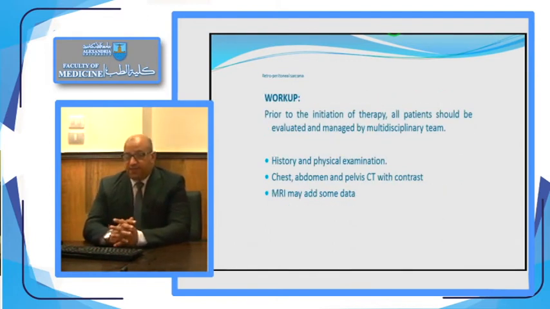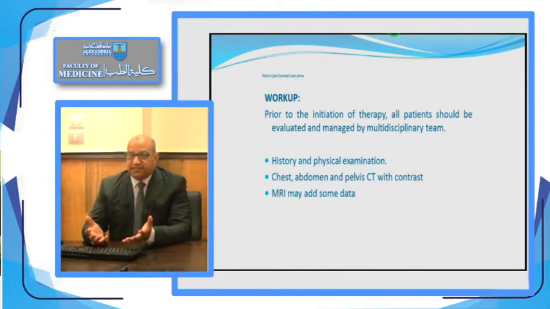When we see a patient with a retroperitoneal tumor or suspected retroperitoneal tumor, we have to do some work up. First, as in a general case in surgery, we have to take a very careful history and physical examination. The history of this patient will give a long history of increasing abdominal distension. This is the main complaint.